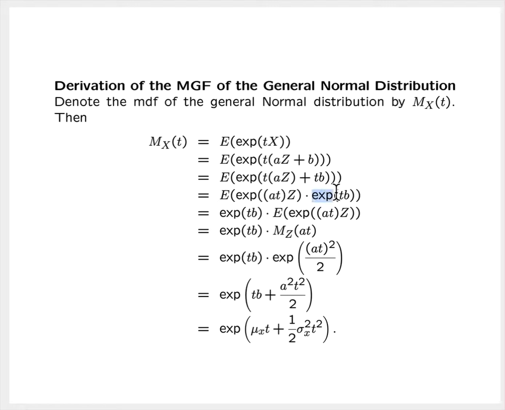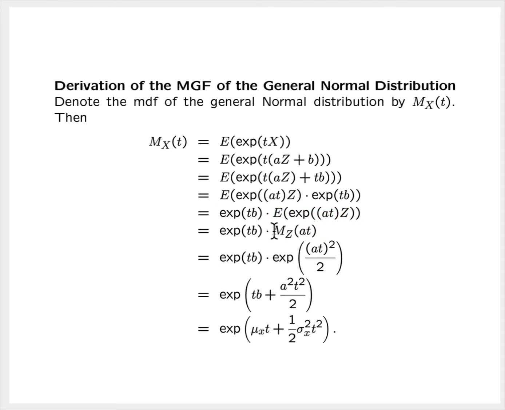And because this e raised to the tb power does not depend on the random variable z, I can pull it out front. It's a constant, right, in terms of z. We then recognize that this expectation right here is just the moment generating function of z evaluated not at t, but at a times t.